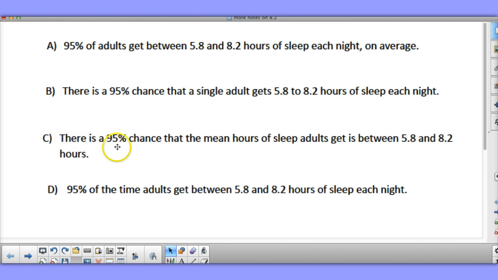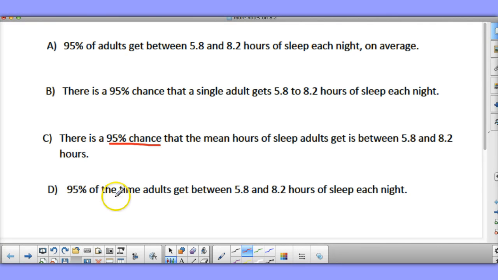Question C here, there's a 95% chance that the mean hours of sleep. Now this is better because it's talking about the mean hours of sleep, but once again, it's not a 95% chance. And a lot of you actually got this right. You said it's either a 100% chance or a 0% chance for a particular interval. The 95% refers to what happens in the long run as we construct more and more and more of these intervals, just like we saw in the applet a little while ago.